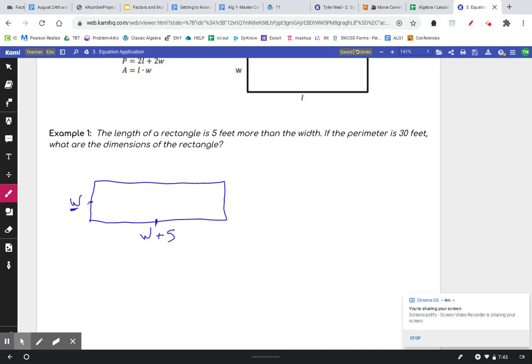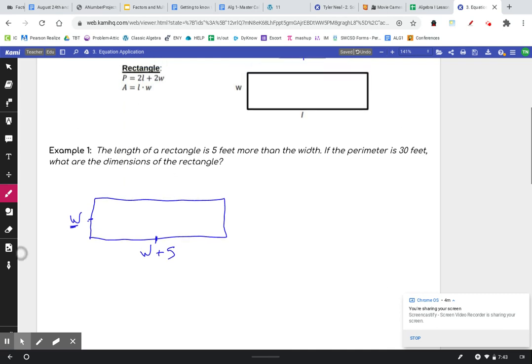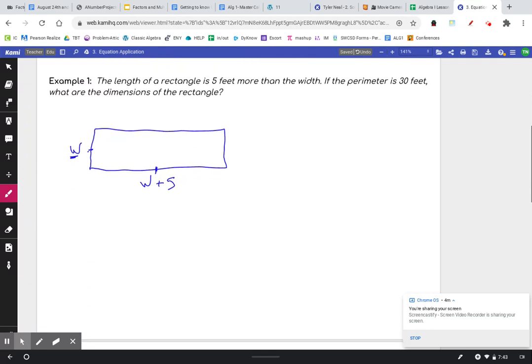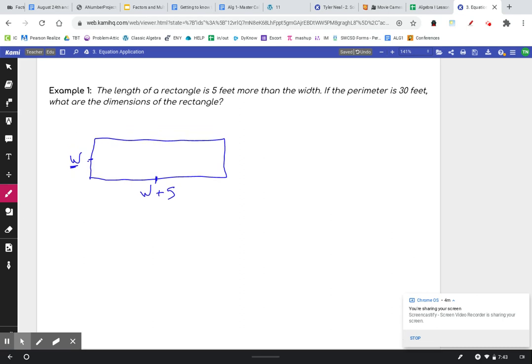What else do we know? We know the perimeter is 30 feet. Based on this up above, we're going to be using this formula, right? Perimeter equals 2L plus 2W. But we just simply know that the length is 5 more than the width. So we're going to go ahead and say, well, we know the perimeter is 30, so we know that our formula is going to equal 30.